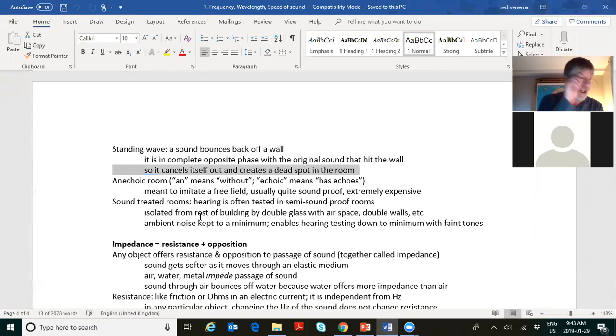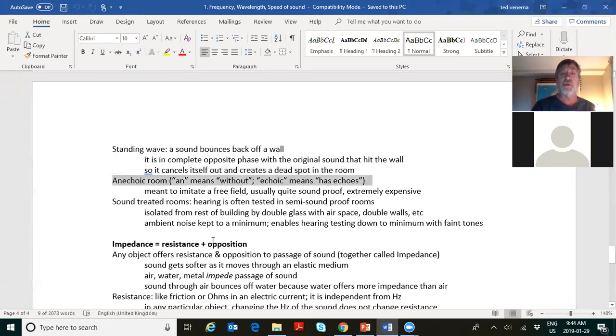So in the design of rooms, especially where theaters and movies and stuff like that would take place, acoustics is taken into consideration so that you don't get those dead spots that are caused by standing waves. Standing waves are caused by the sound reflecting off the wall being completely out of phase with the original sound.